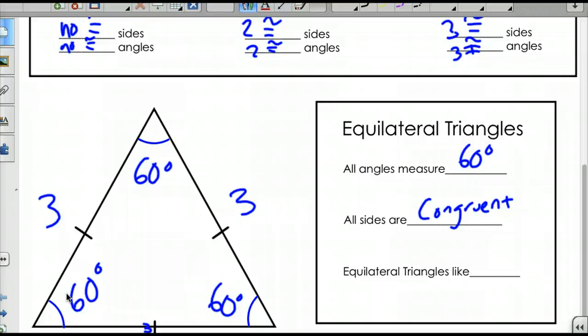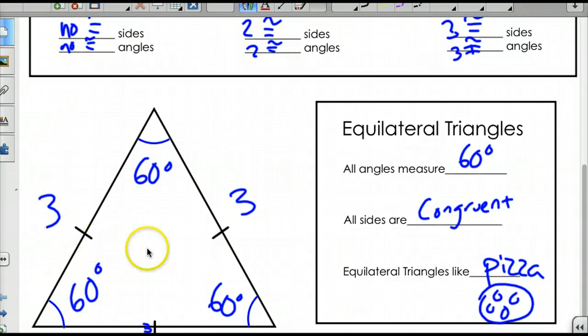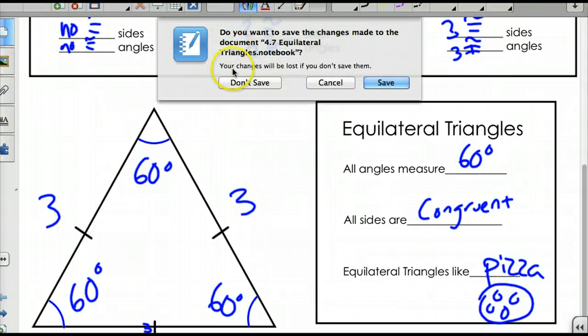And equilateral triangles like pizza. It's a fact. With pepperonis. That's an actual fact. Believe it. It's a true one too. Oh, what is going on?